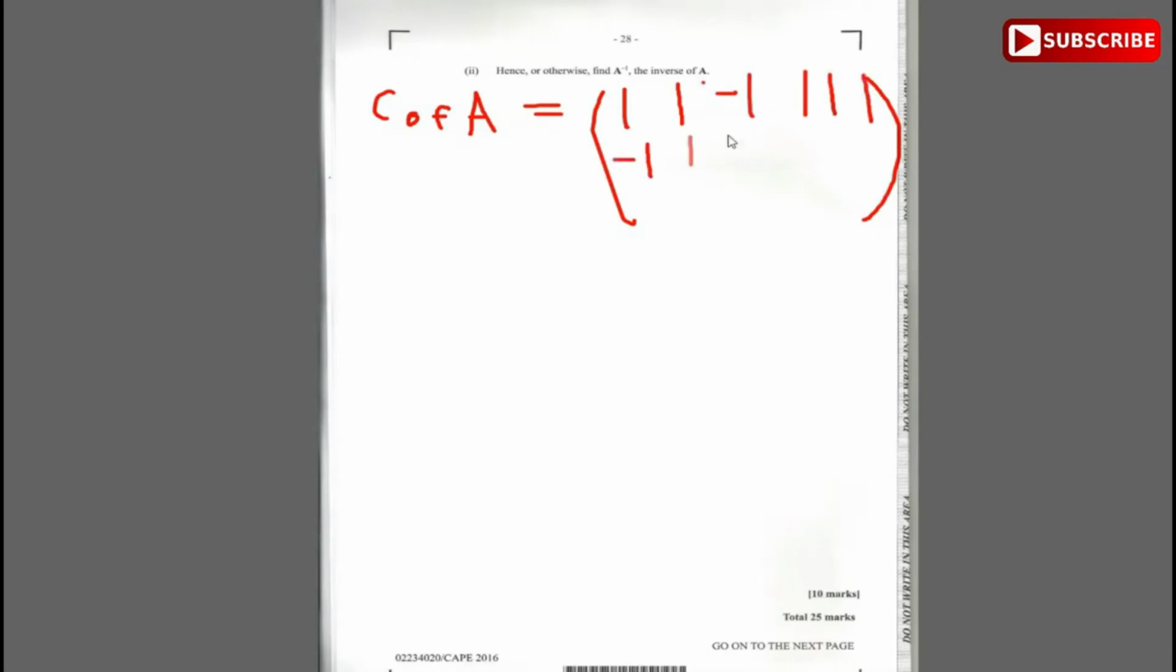So the cofactor of A is going to be equal to, we're going to find the cofactor matrix: determinant here, minus the determinant here, plus the determinant here, minus the determinant here, plus the determinant here, minus the determinant here, determinant here, minus the determinant here, plus the determinant right here. Let's go ahead and find the cofactor.